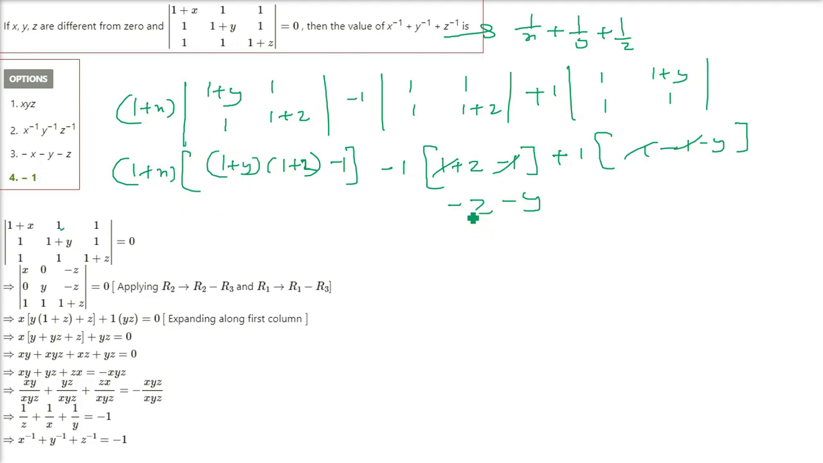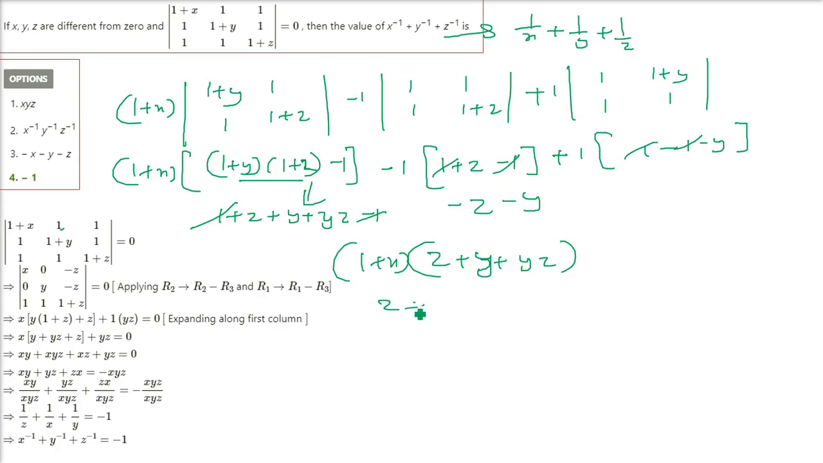Now let us multiply this one. I just multiply this one. So 1 plus y and 1 plus z will multiply. And then we already have a subtraction 1. So it will be 1 plus z plus yz minus 1. So minus 1 gets cancelled. Now z plus yz and we will multiply it with 1 plus x. You get z plus yz plus xz or zx plus xy plus xyz.